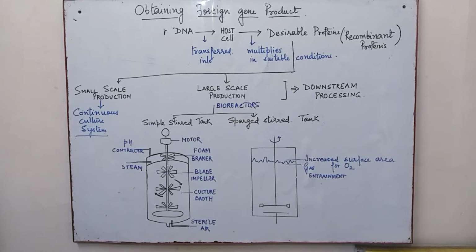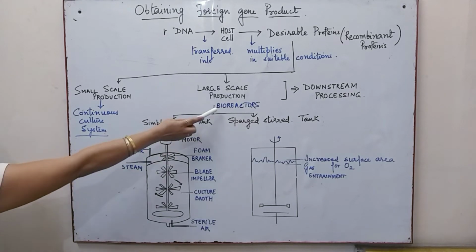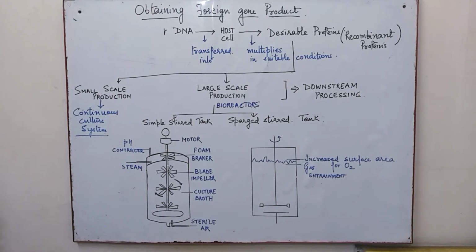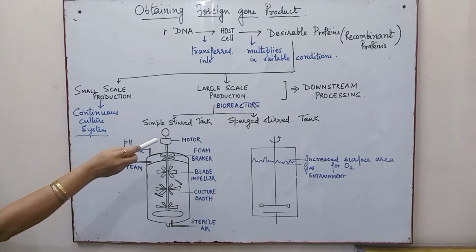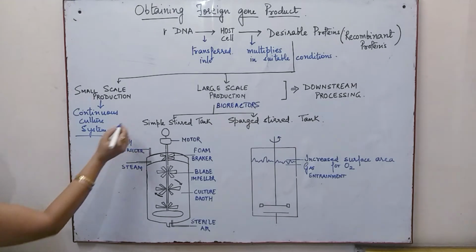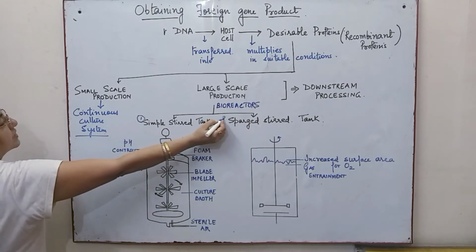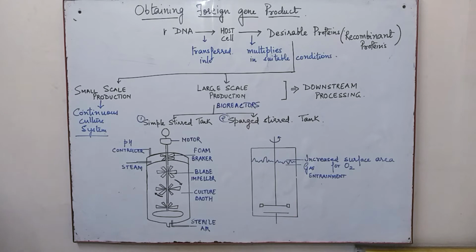Now we come to the large scale production. It is for the production of the recombinant proteins in large quantities. For this purpose we use bioreactors. There are two types of bioreactors which can be used for the large scale production. One is the simple stirred tank, or second is the sparged stirred tank. So we have two bioreactors which are being used for this purpose.